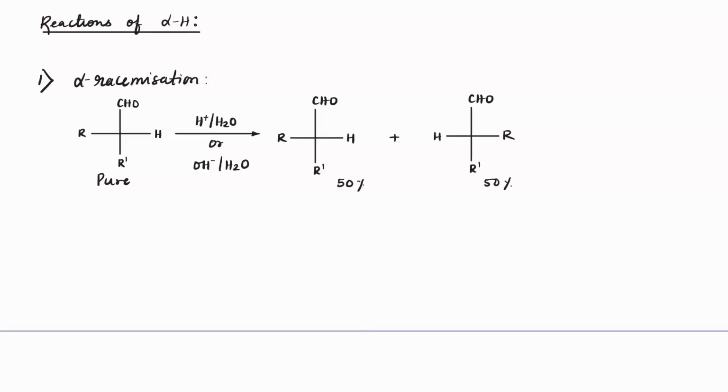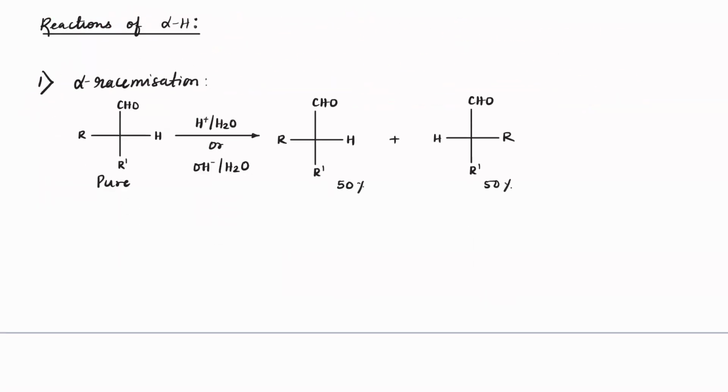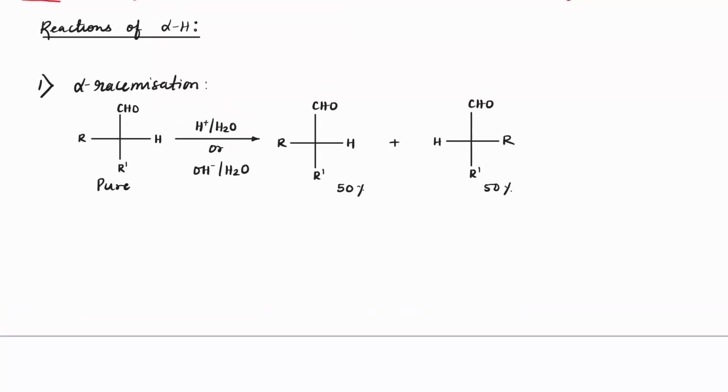Let's continue from the last session where we stopped. I remember discussing how tautomerism works in acidic and basic medium. Let's see the applications for it. The first application includes reactions of alpha hydrogen. The first one is alpha racemization.